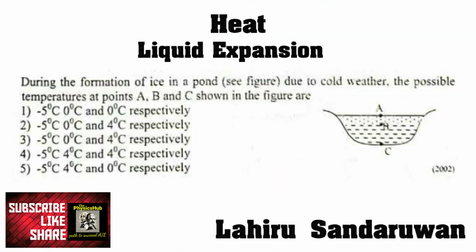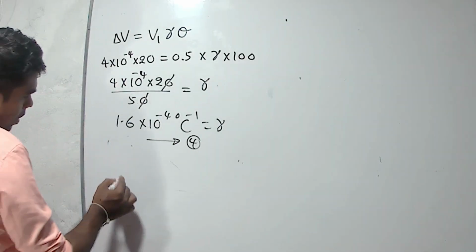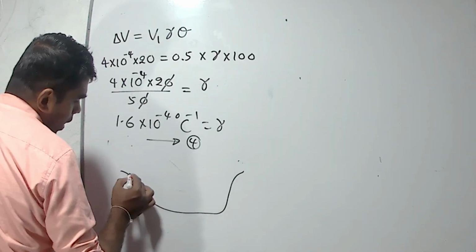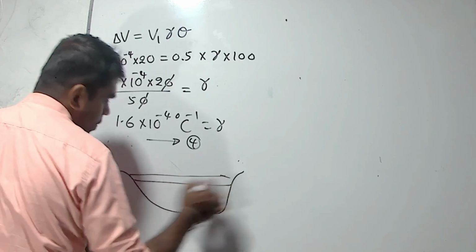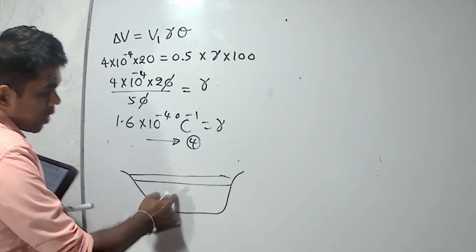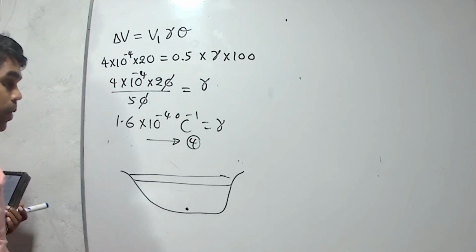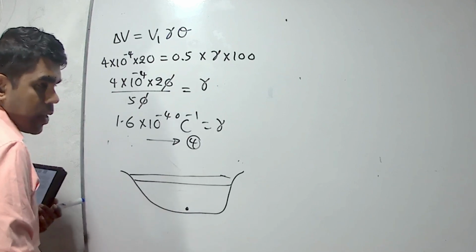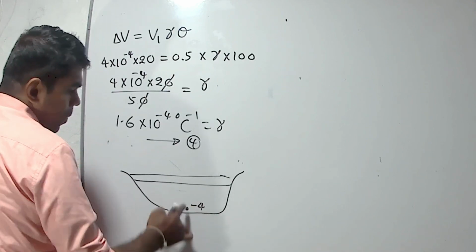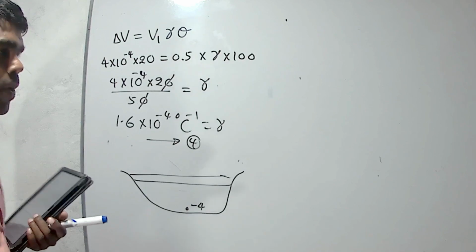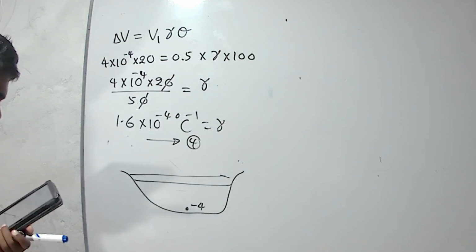During the formation of ice in a pond, due to cold weather, the possible temperatures at the points A, B, C shown in the figures are. We know that there is a temperature gradient between the environment and this water, and we know that we can obtain the highest density of water at 4 degrees. Therefore, the temperature at the bottom of the pond should be 4 Celsius.